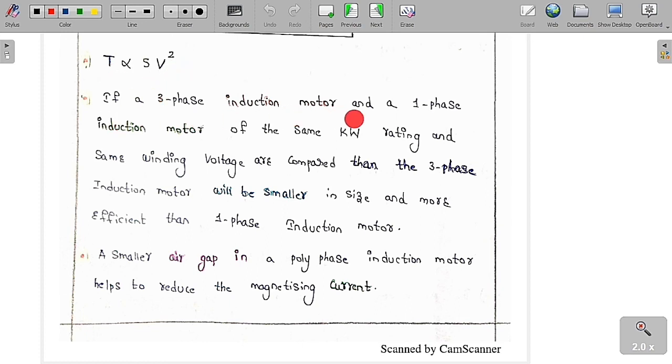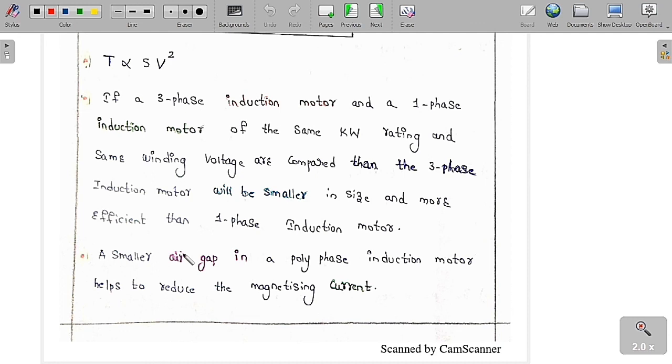If a three-phase induction motor and a single-phase induction motor of the same kilowatt rating and same winding voltage are compared, then the three-phase induction motor will be smaller in size and more efficient than a single-phase induction motor. I have already told you, a three-phase induction motor will be smaller in size and more efficient when compared to a single-phase induction motor. This is the important point that you always need to understand.